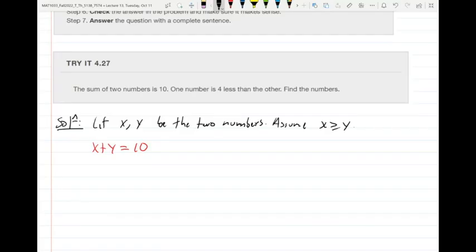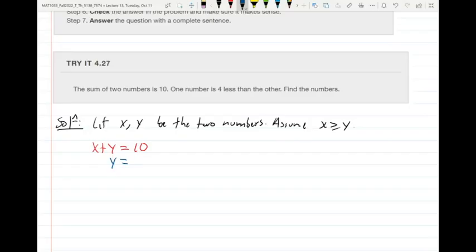Why am I saying that? Because we need this to be able to write the other equation now. Okay? Now, x is the big one. So what can we say about y? What's y equal to? According to sentence number 2, y is the small one, right? What does sentence number 2 tell us? It's smaller than x by 4. So y is the small one, so y is 4 less than x. Do you understand this?